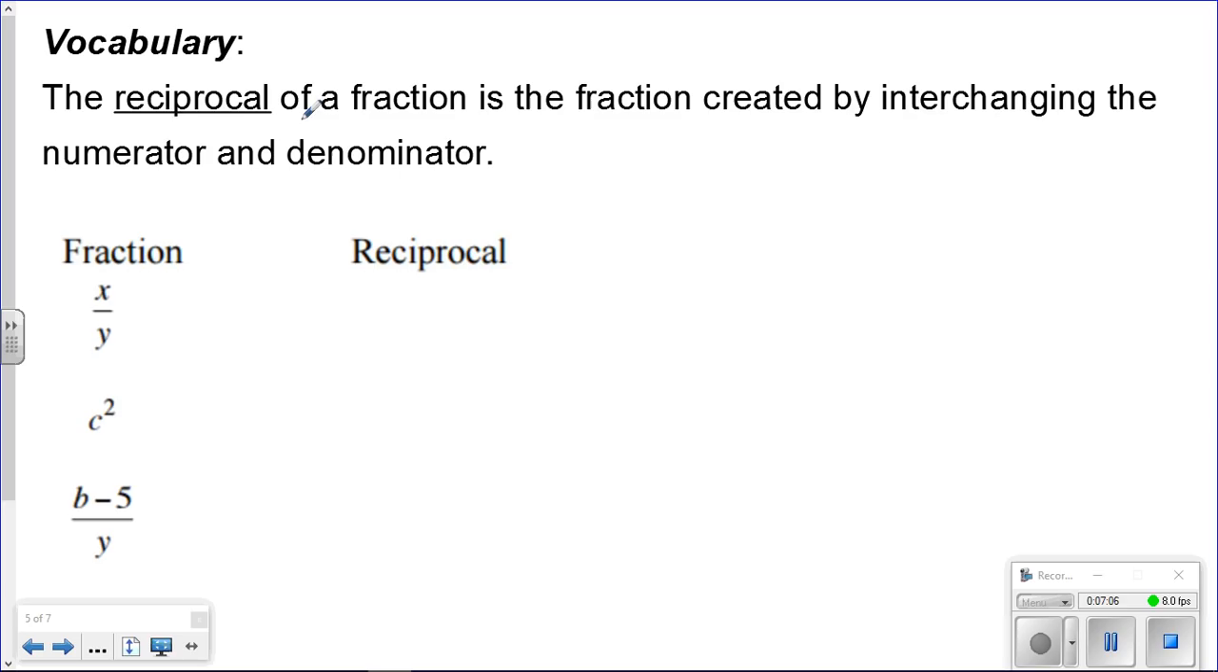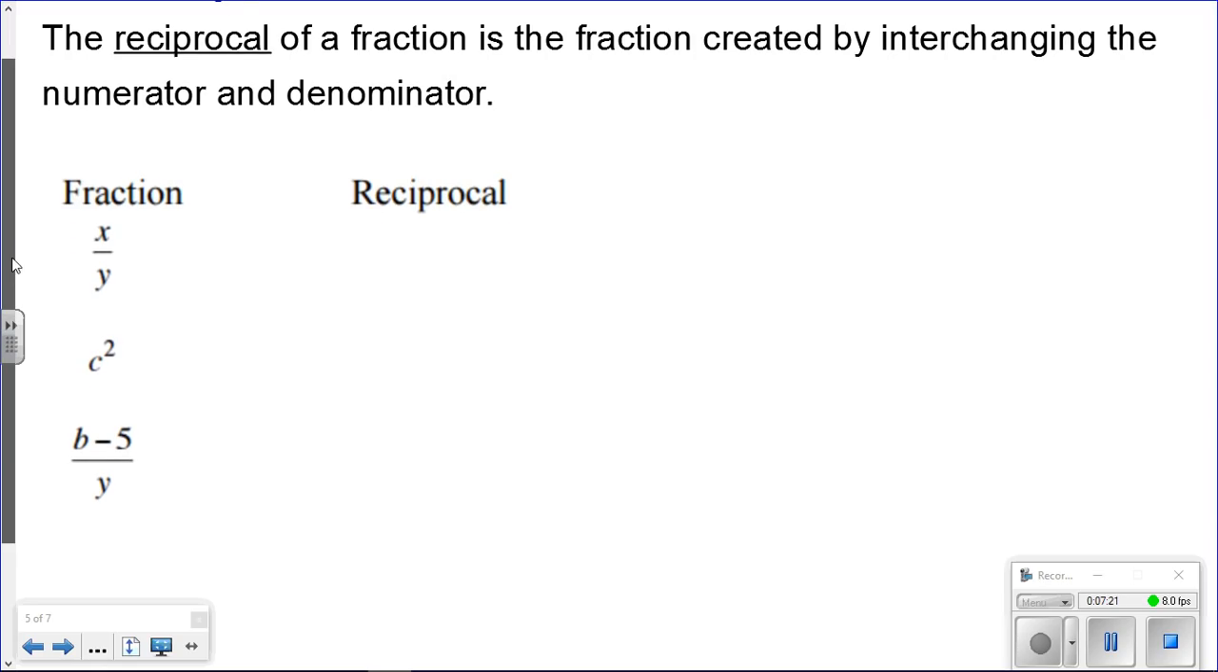All right, the next thing we're going to look at is dividing. So we have to take a look back at what the reciprocal is. So reciprocal of a fraction is the fraction created by interchanging the numerator and denominator. Basically, you just flip it. So some examples, if we have x over y, the reciprocal would be y over x. We're just flipping it. C squared.